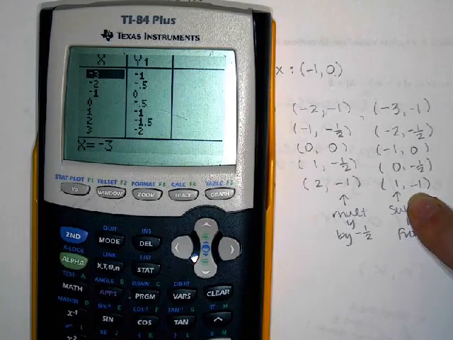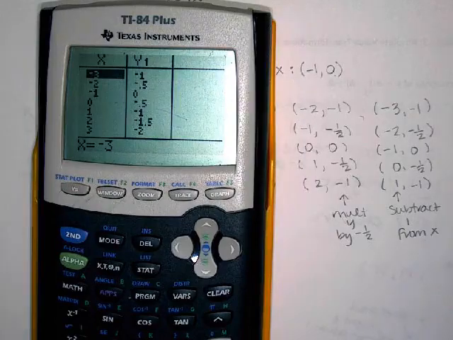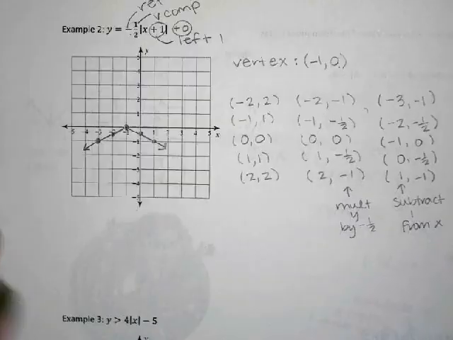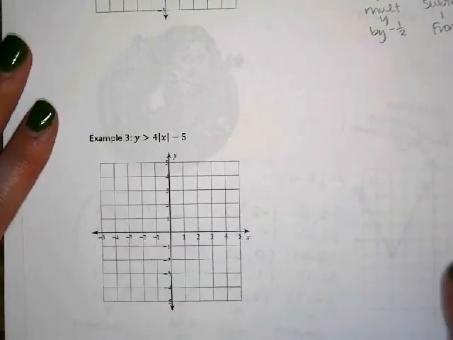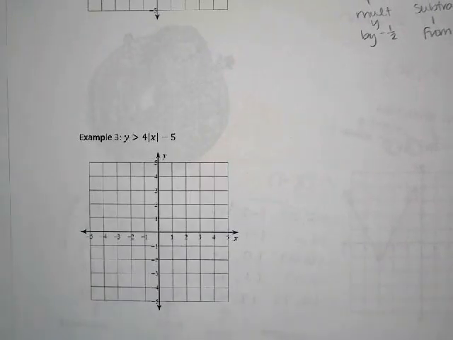So this one, I made it an inequality, so that means we're going to have to figure out if we have a dotted line or a solid line, and we're going to have to figure out where the shading should be, okay? So before we do that, let's go ahead and figure out what our transformations are.